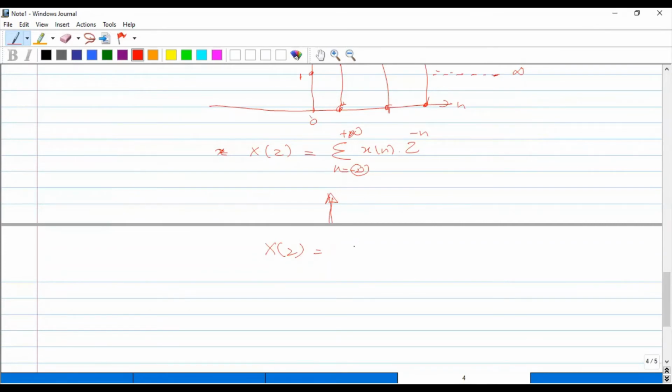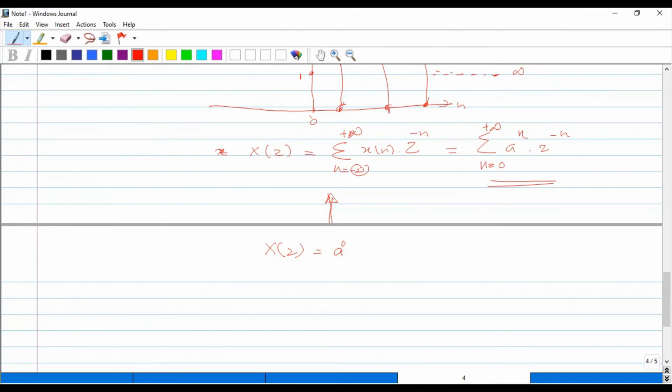Okay, n is 1, n is 0, so we have a0. So here the xn is an. If I write this for our case, it will become the sum from n = 0 to plus infinity of xn, meaning an z^-n. So this is the z transformation I get.